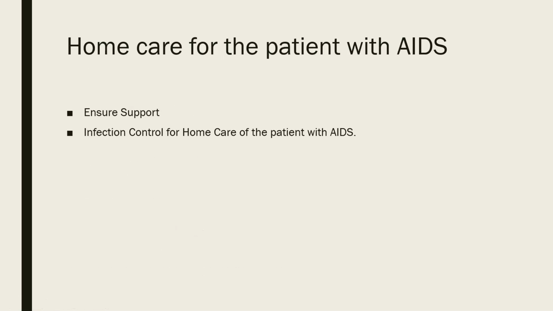Home care for these patients is to ensure that they have a good support system at home, and make sure that people who are caring for them at home know the infection controls for home care of the patient with AIDS. And these are listed quite nicely for us in chart 19-8 on page 357. A lot of times, especially in the early time of this pandemic, people didn't want to take care of loved ones at home because they were scared that they would get AIDS from their loved ones.